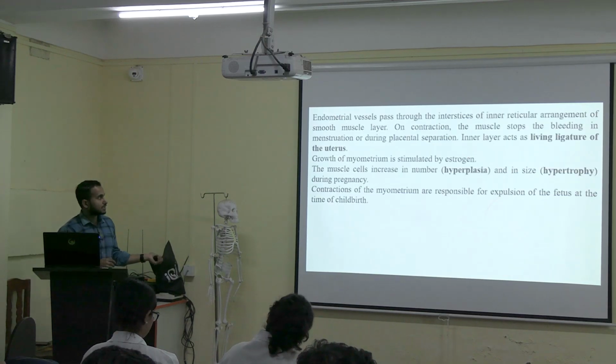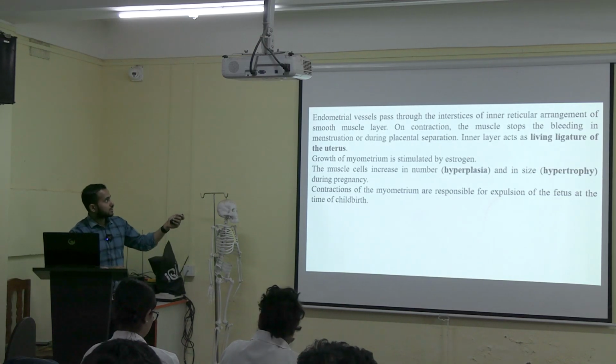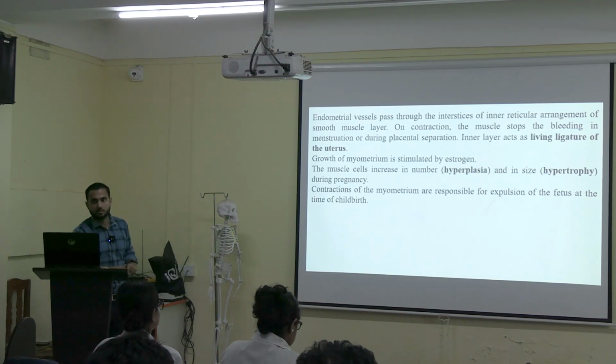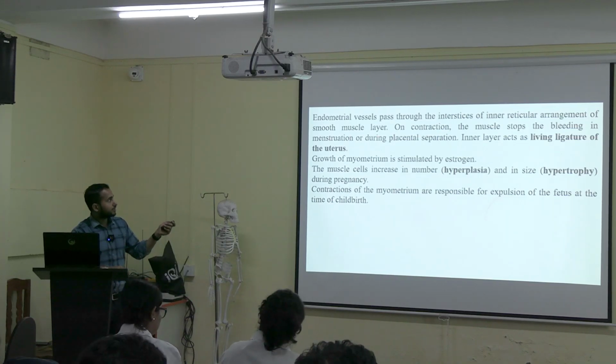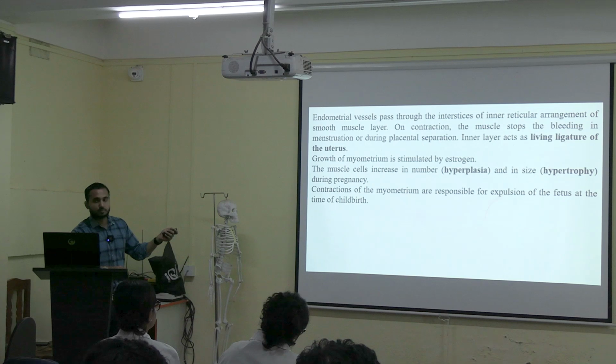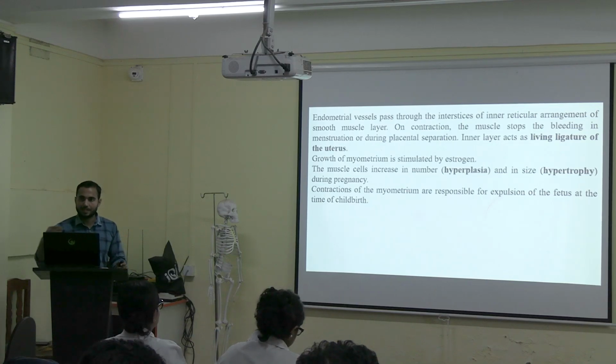What about the inner layer? Just now I have mentioned. Endometrial blood vessels pass through the interstices of the inner reticular arrangement. On contraction, the muscles stop the bleeding of menstruation or during placental separation. This is called the living ligature of the uterus. So three different layers, arrangements are different, functions are also different.